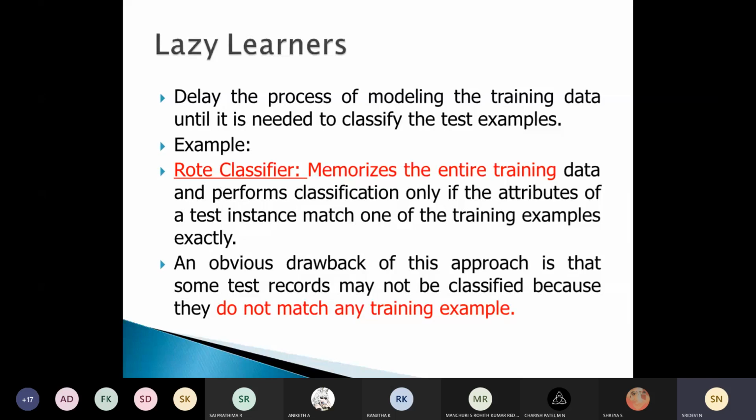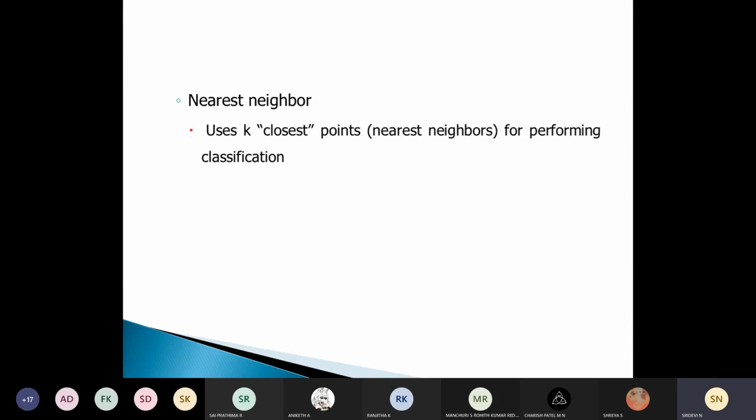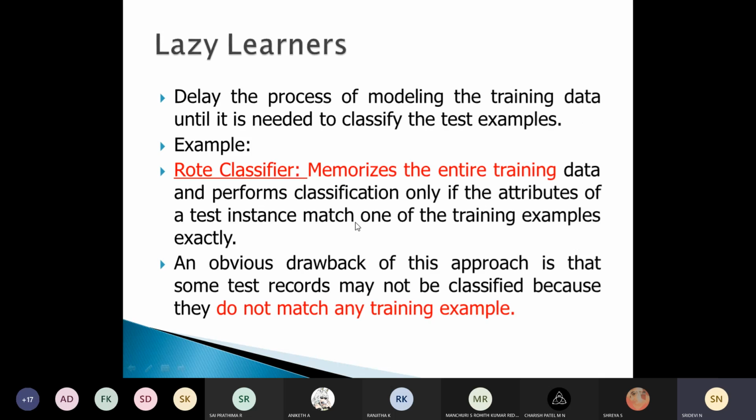That is the disadvantage, or drawback, of these lazy learners. One way to make this approach more flexible is to find all training examples that are relatively similar to the attributes of the test example. We will find all the training examples which are similar to the attributes of the test example, and these examples will be known as nearest neighbors.